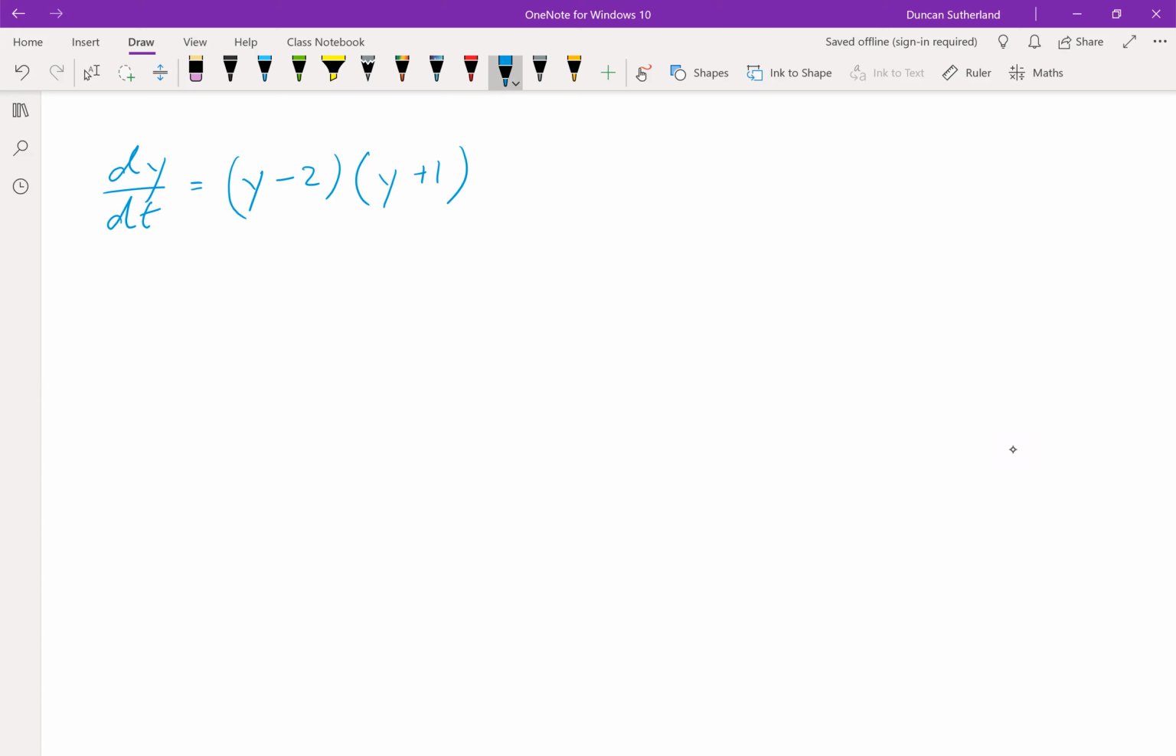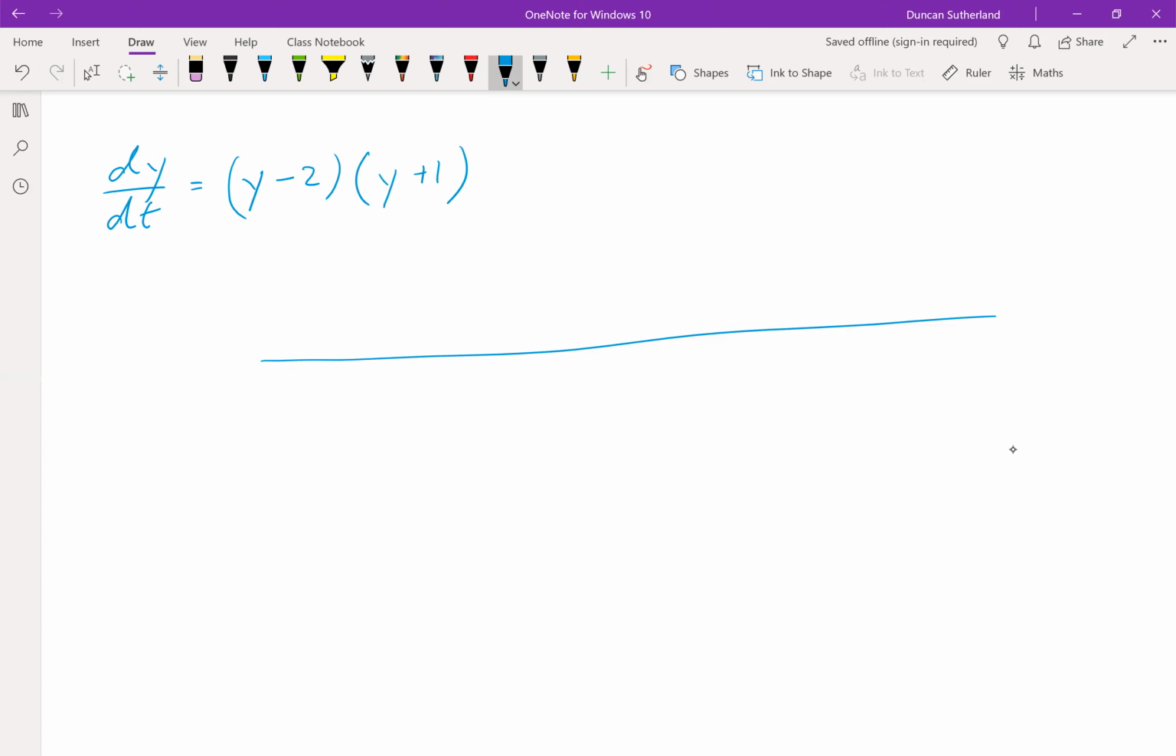Autonomous means there's no function of t on the right-hand side. It's all functions of the dependent variable. And so naturally that's separable. It's non-linear because we've got a y squared. We're going to draw the phase line of this. So step 1, draw a line.